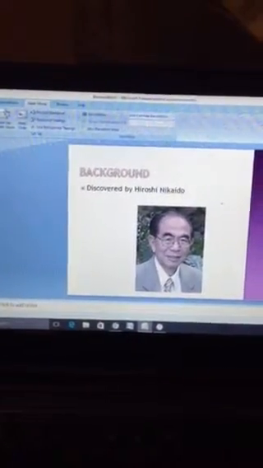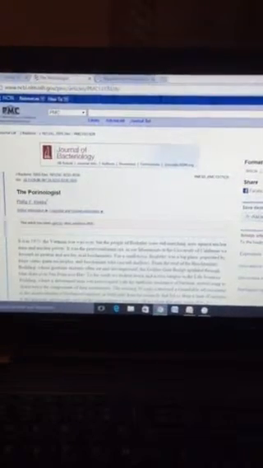I actually used two articles to get all this information because both of them were really good and had a lot of actual factual information. I got this from the U.S. National Library of Medicine and the National Institute of Health. It's called The Porinologist, and it's by Philip E. Kleba, and it basically describes how Nikaido found Porin and the time frame in which he actually found it.